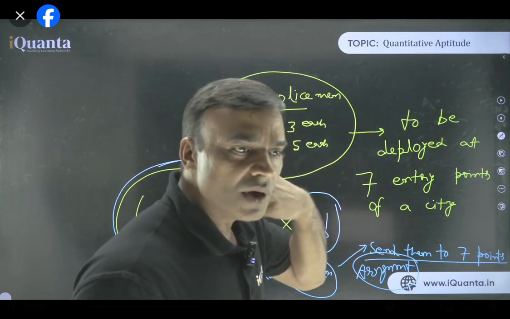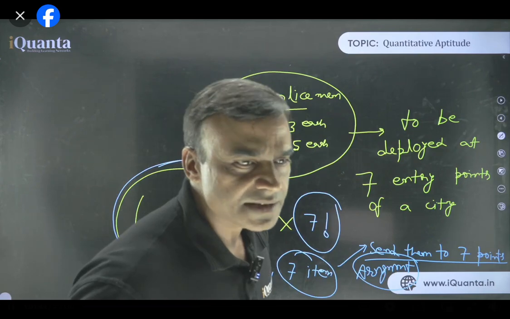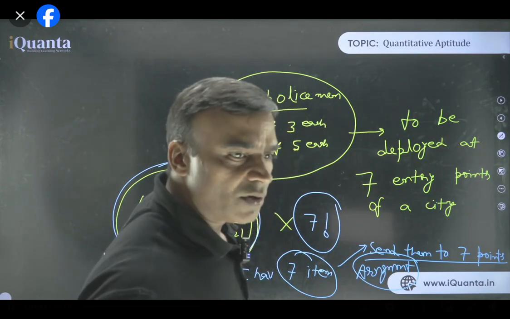Aditya, if there are 5 entry points, we will select 5 groups, but that doesn't make sense, right? Then we will have to divide 25 into groups of 5. Don't complicate it further.